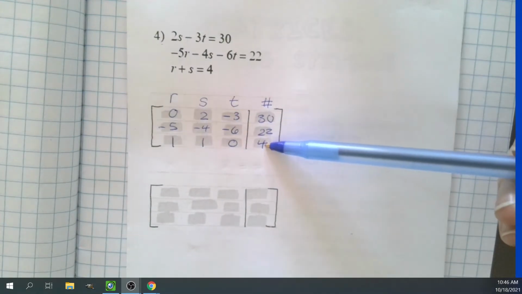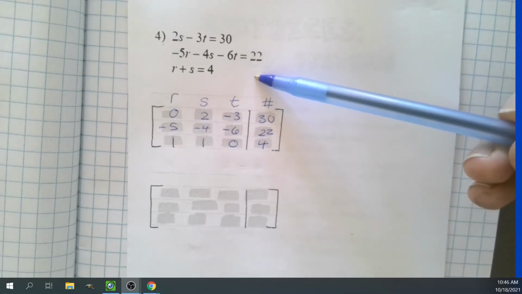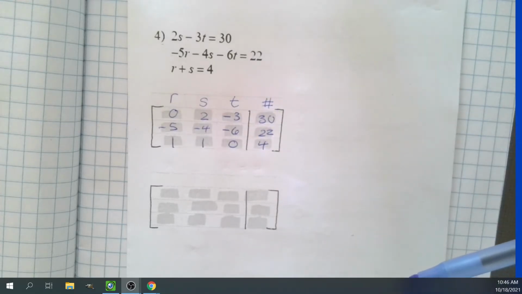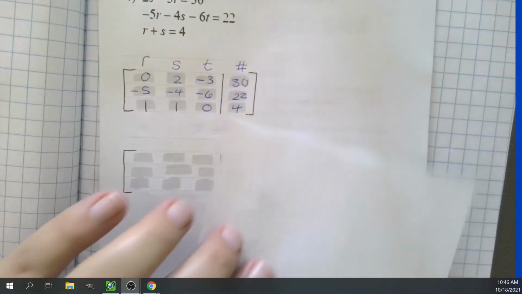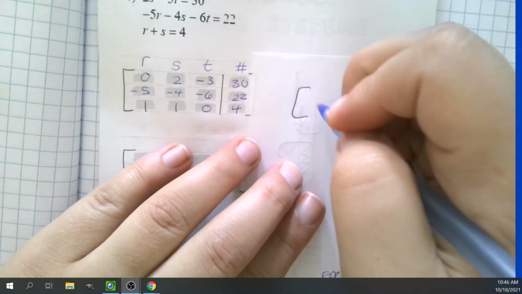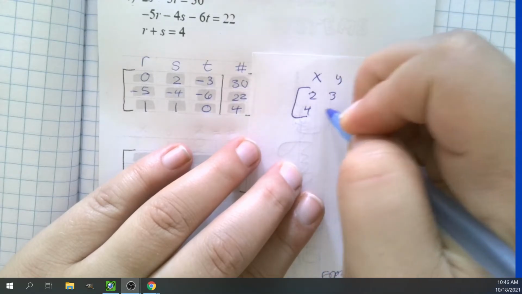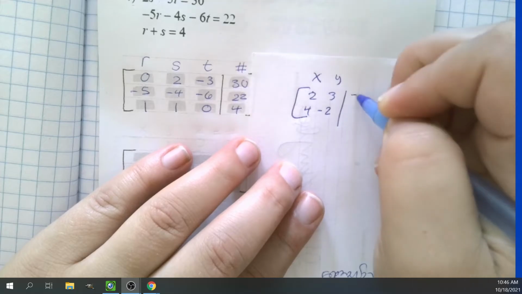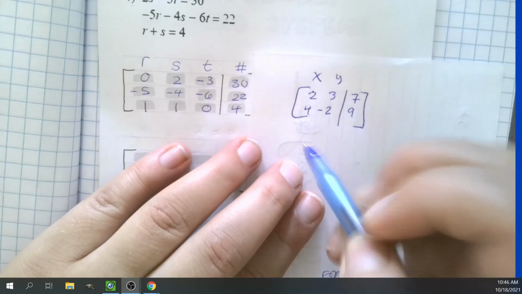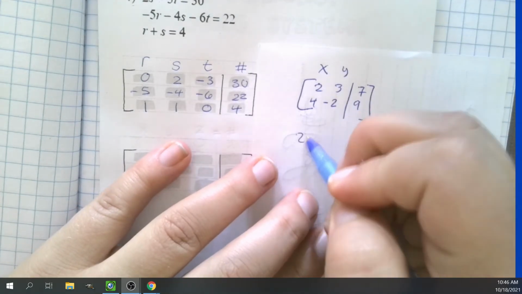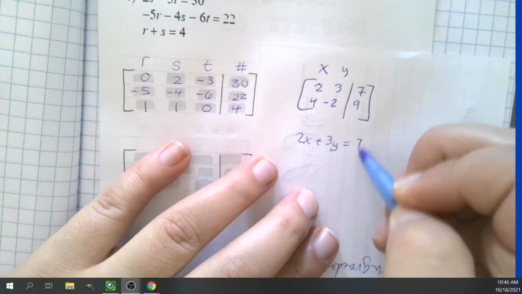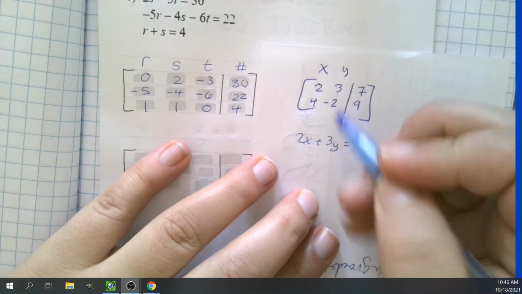If I gave you the matrix, would you be able to go backwards and give me the equation? Nope. Really? No. You can't? Okay, so if I gave you this, you couldn't tell me that this is 2x plus 3y equals 7? You couldn't go from here to here?